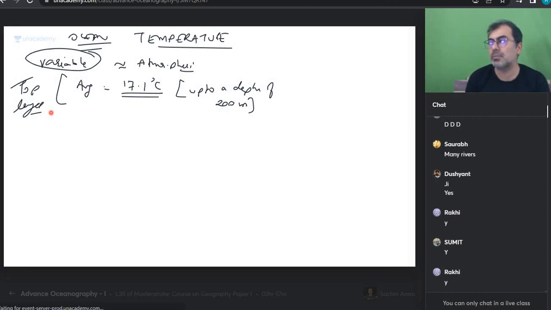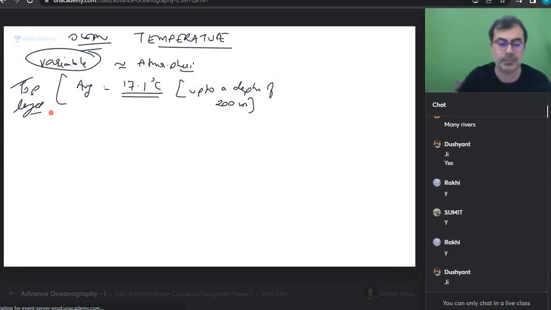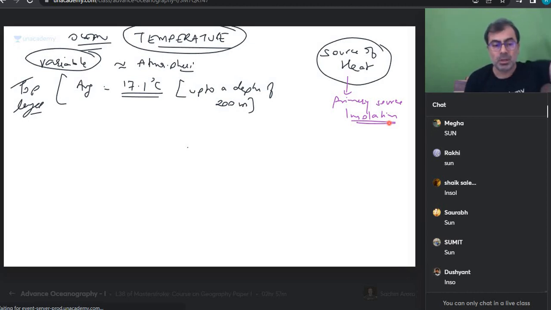Is everyone with me on this? We are talking about the top layers. What is the source of heat? Again, insolation. Primary source. Insolation. Do you get that? Primary source is insolation. So as we go deep, what will happen to the temperature? Will it reduce or not? It is going to reduce. Why? Because insolation cannot penetrate deep.